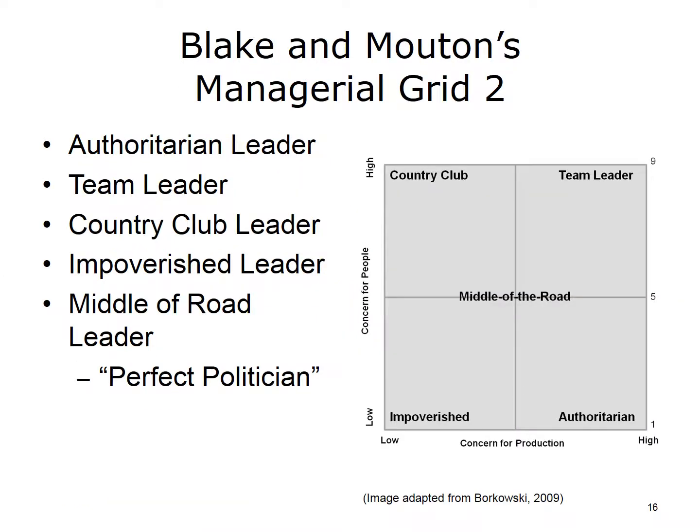If we look in the very center of the grid, we notice that there is an area of 5, 5 meaning 5 on production and 5 on people. We refer to this type of leader as a middle-of-the-road leader. The individual who demonstrates this leadership style will balance the concern for task and the concern for people in a fashion that improves morale, productivity, and increases satisfaction among the group members.